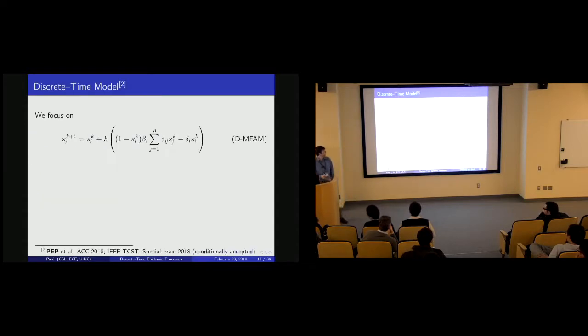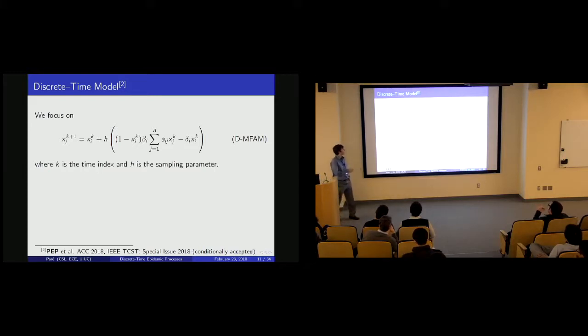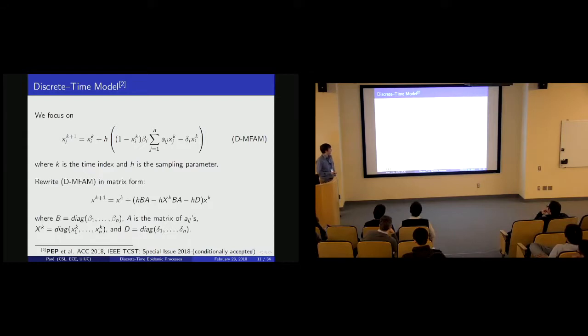So we're going to focus again on this model, and K is our time sample. Remember, delta is our healing rate, beta is our infection rate, and Aij is our network structure. We can rewrite this in matrix form, and the nonlinearities are hidden by this diagonal matrix X of K. We have the Aij's in this A matrix. The D matrix is the diagonal matrix with the healing rates, and the B matrix is the diagonal matrix with the infection rates. And all this work has been accepted in a special issue of Control Systems Technology.